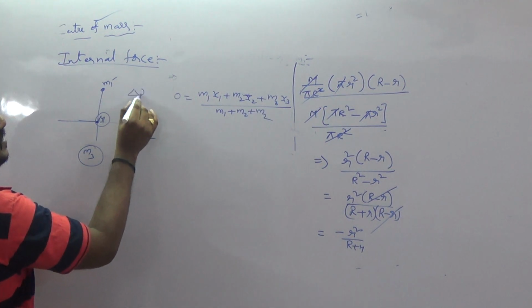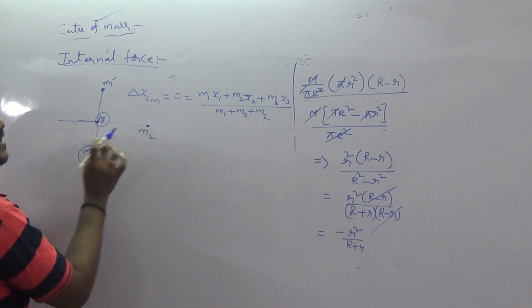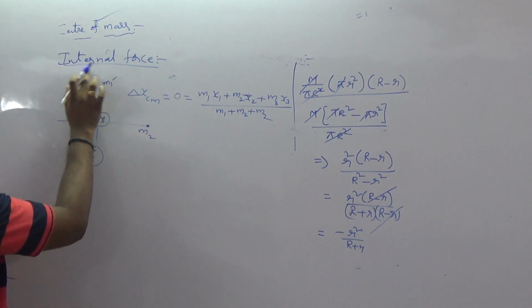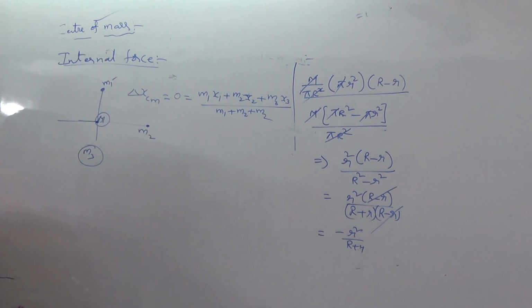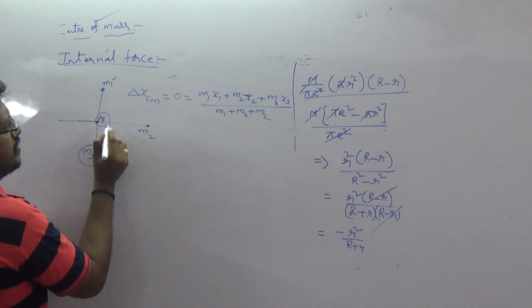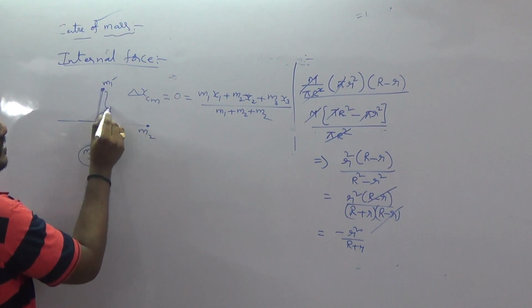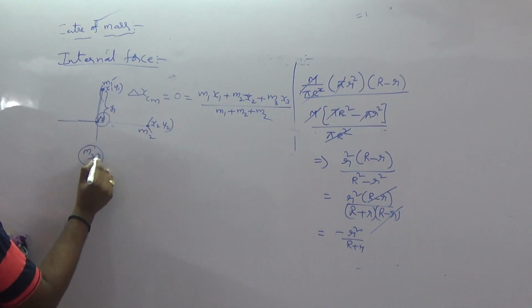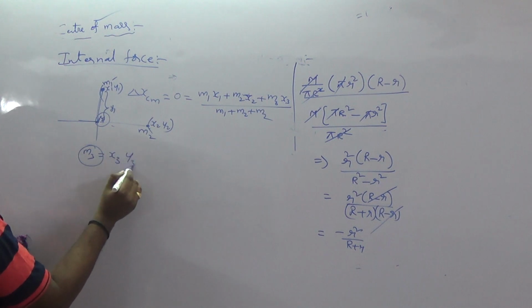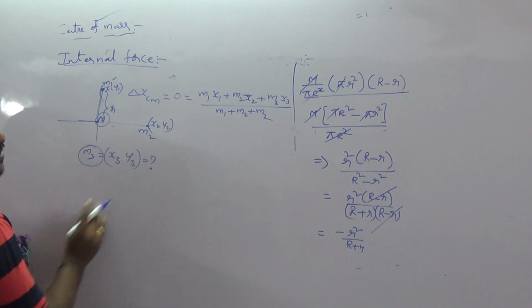Delta xcm in this case is 0 because the bomb explodes due to the internal forces. Due to the internal forces, the position of the center of mass does not change. So m1 x1, that means the position of the first piece, I'm taking as x1, y1. Here position of the second piece x2, y2. Position of the third piece, where it is we don't know. Just assume x3, y3 equal to question mark.